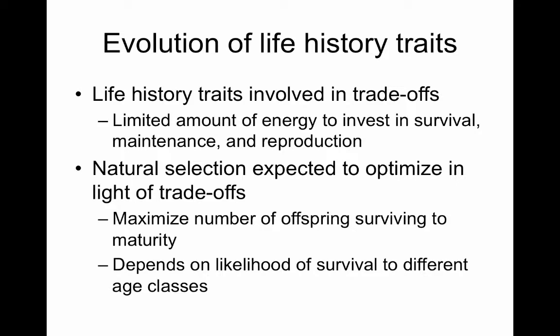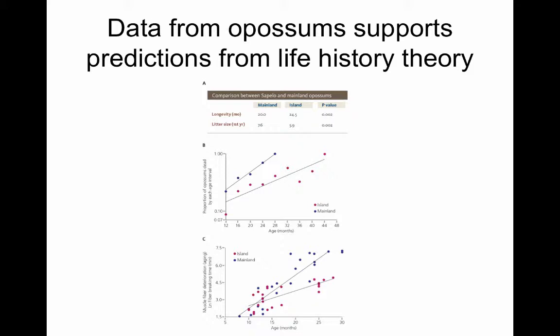So natural selection is something we expect to optimize these allocations in light of trade-offs. If we think anthropomorphically, an organism will maximize the number of offspring that survive to maturity. And this depends on the likelihood of surviving to different age classes. There are many studies of this. One from opossums suggests that in island and mainland settings, where several aspects of their ecology differ, there are different allocations among different traits and different longevities that occur as a consequence of that.